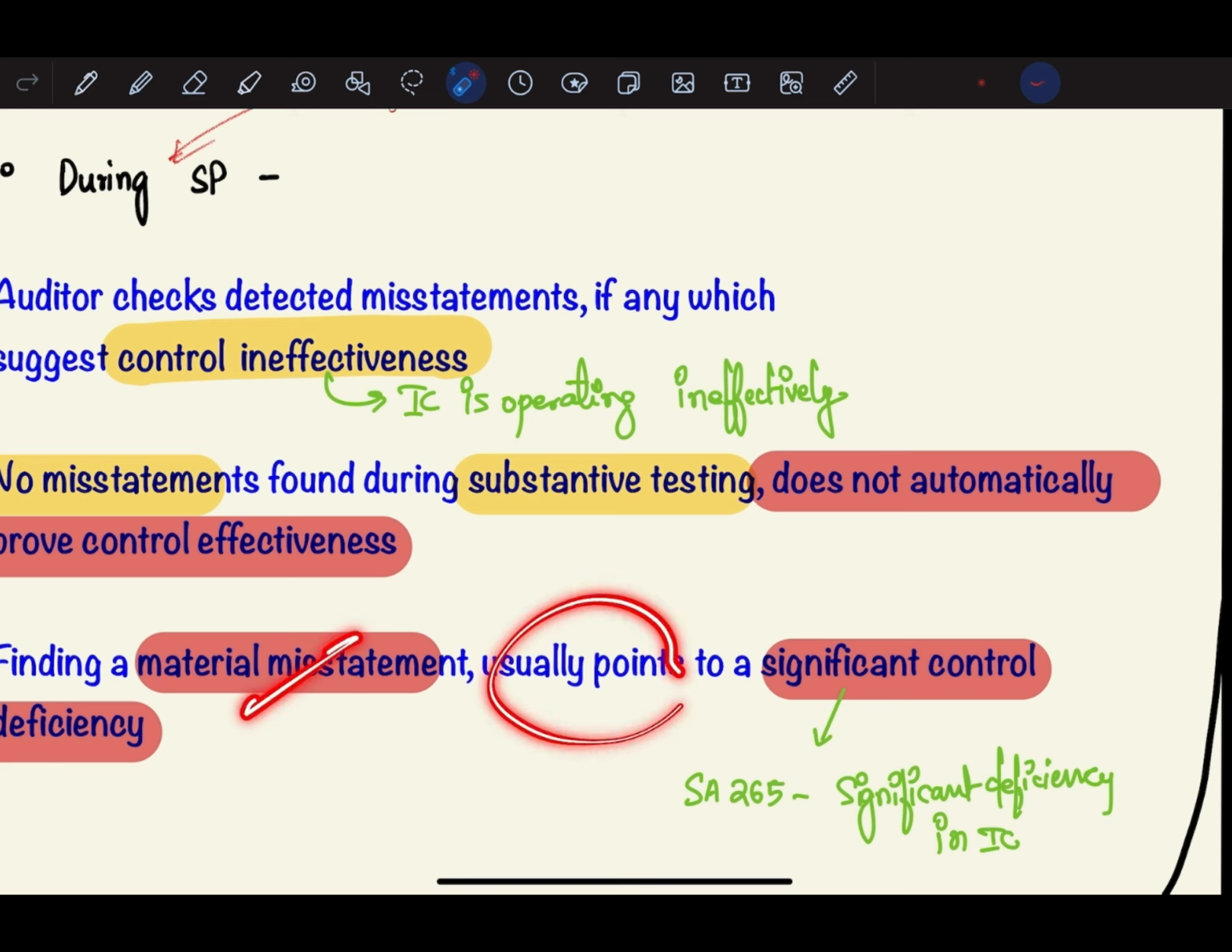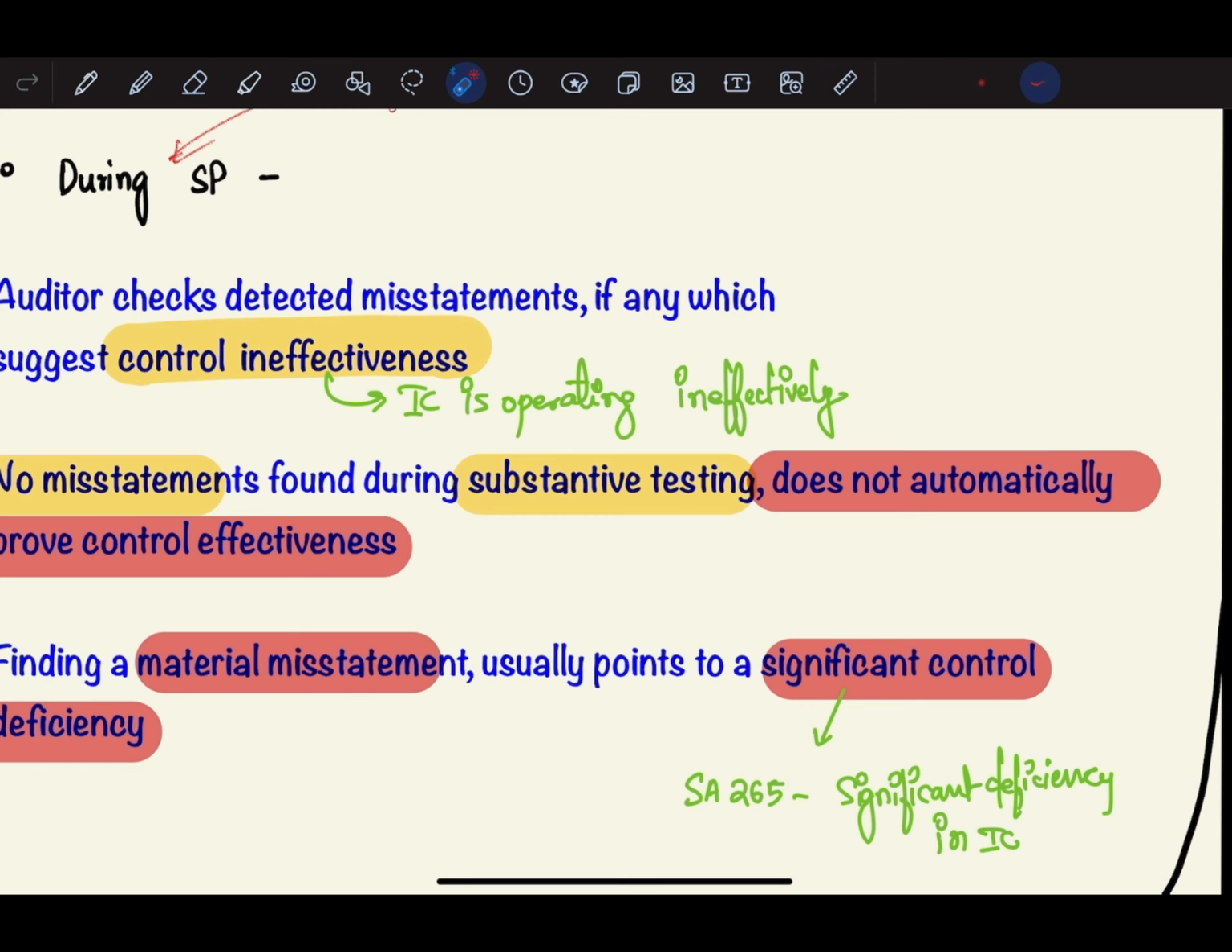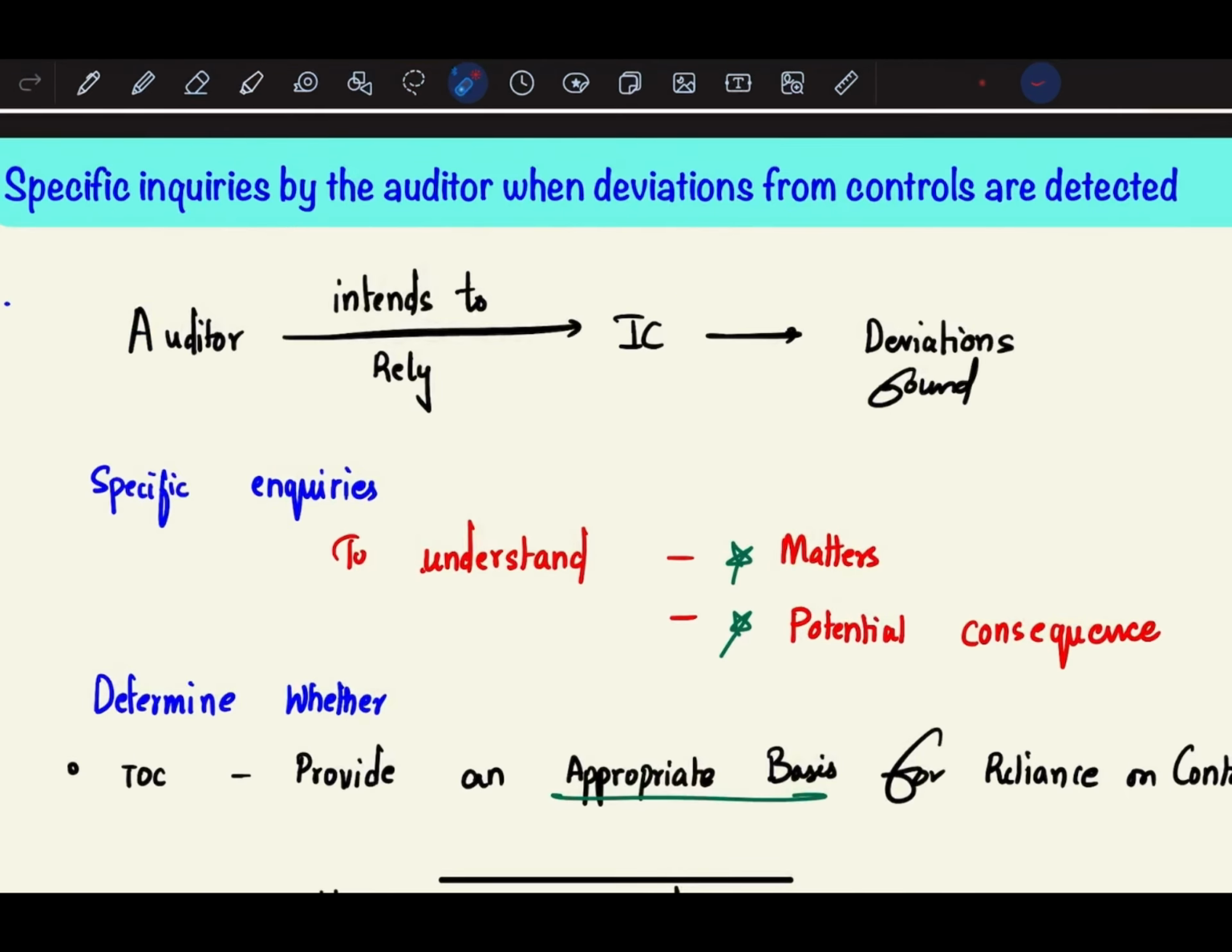Next, finding a material misstatement usually points to a significant control deficiency. So basically, when you find a material misstatement, it will point to a significant deficiency in internal control as per SA 265, which will later need to be communicated to TCWG and management as per SA 265. So the next topic is specific inquiries by the auditor when deviations from controls are detected.